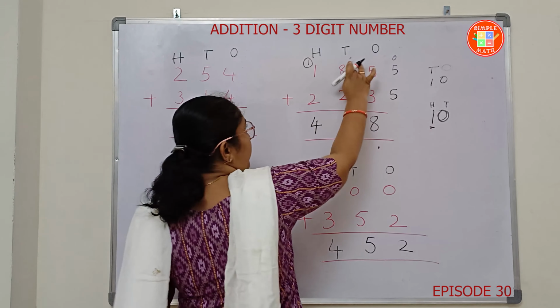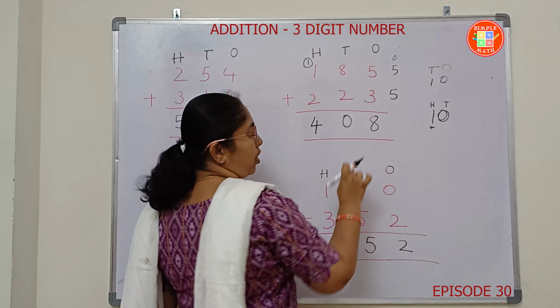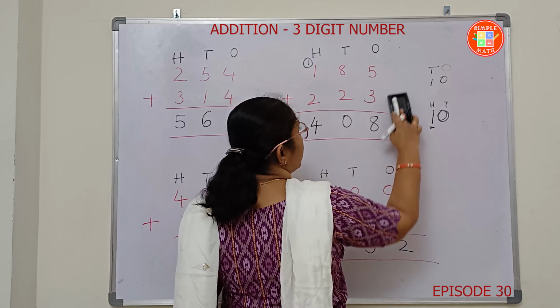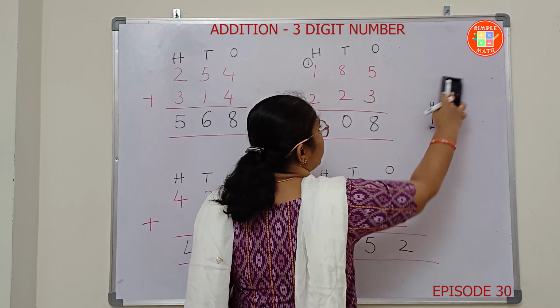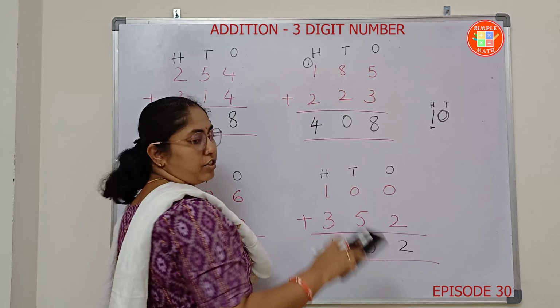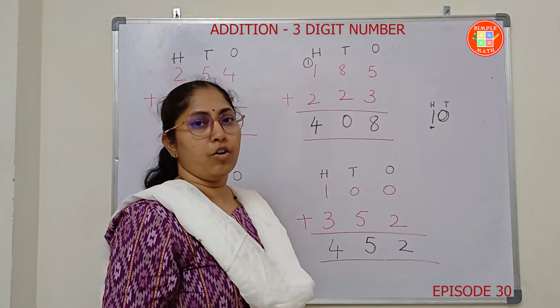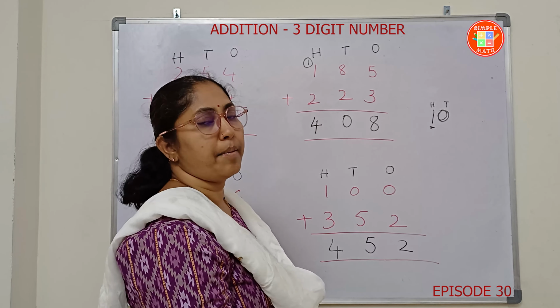But here we have 8 plus 2 in the tens column. Right? So we do addition after the ones column. We write the carrying number in the hundreds column here and do the addition similarly. Okay. Let's see a few more examples of carrying.